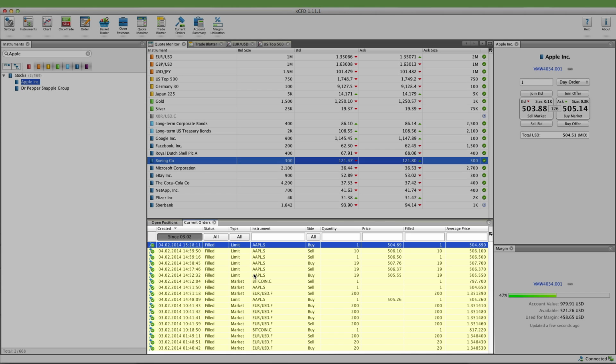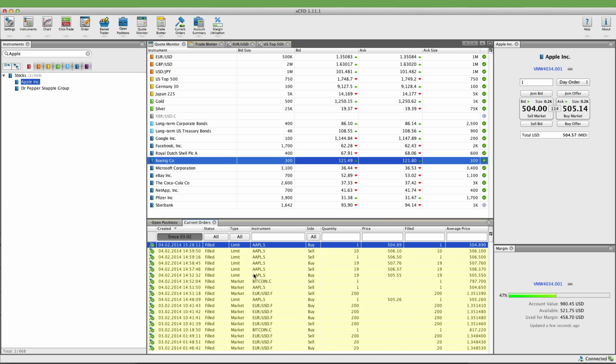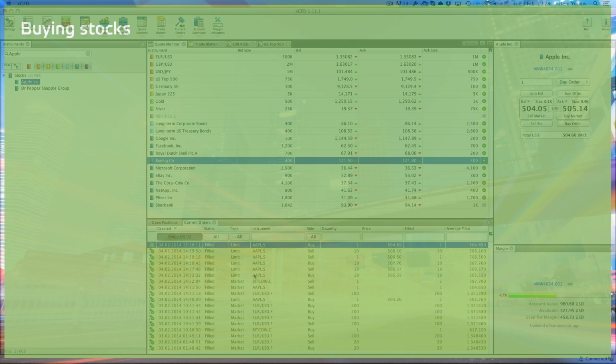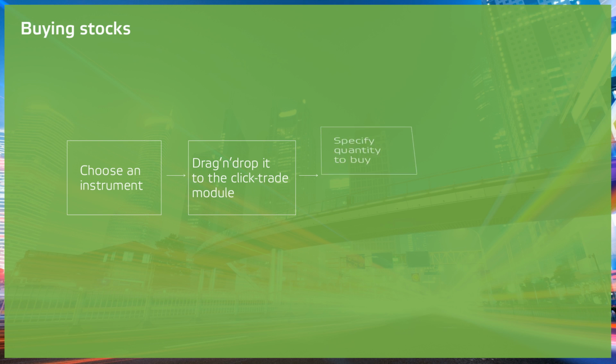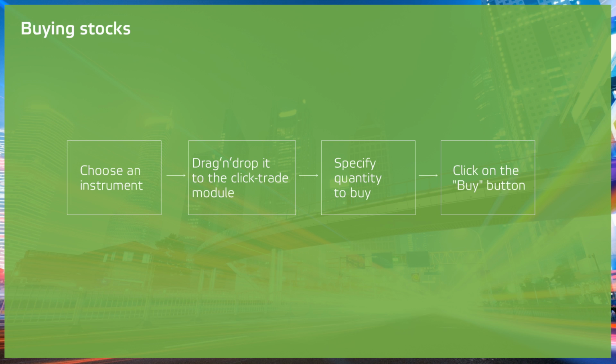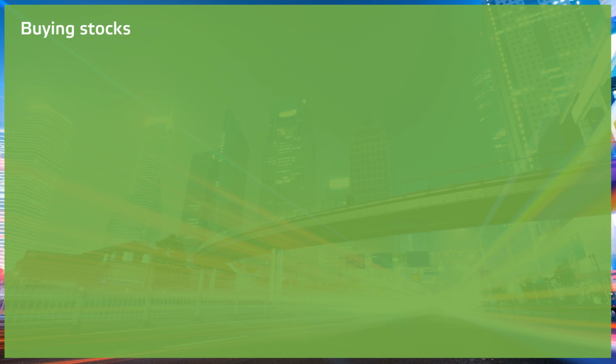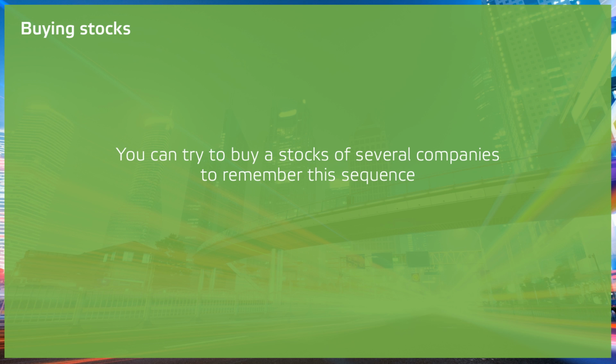As we just saw, buying a share consists of 4 simple steps. 1. Select a security, the company of interest, from the list. 2. Drag it to the Click Trade area. 3. Indicate the number of stocks that you want. 4. And click the Buy button. Now that you've got the hang of buying shares, try practicing by buying a share of several companies on your own.